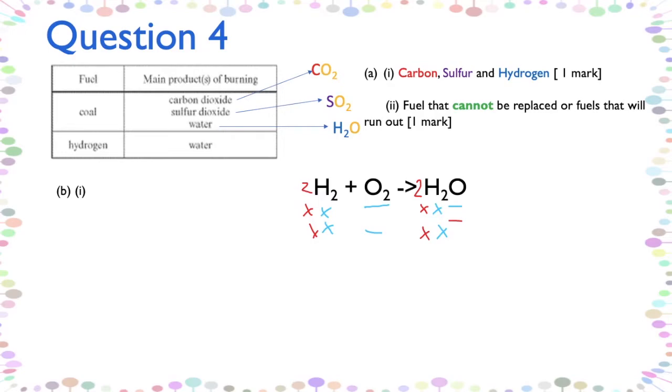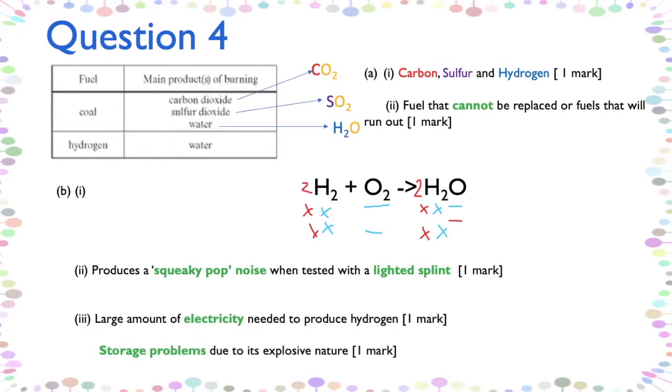For BII, we need to state the chemical test for hydrogen gas and give the expected result for 2 marks. So when you want to test for hydrogen, it produces a squeaky pop noise when tested with a lit splint. Then finally, for III, we need to give two disadvantages for using hydrogen as a fuel. There are always two. Storage is a massive problem with hydrogen because of its explosive nature, so you can get that for 1 mark. And for the other mark, you can say that large amounts of electricity are needed to produce hydrogen.